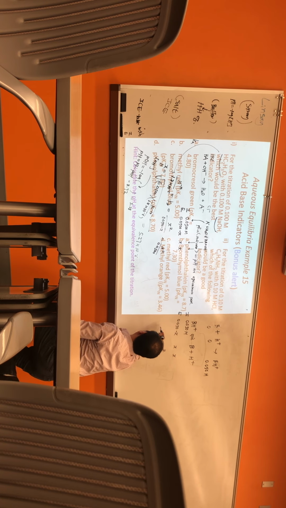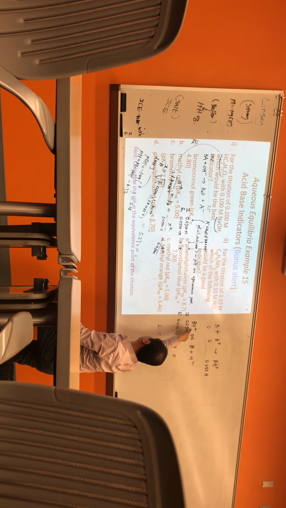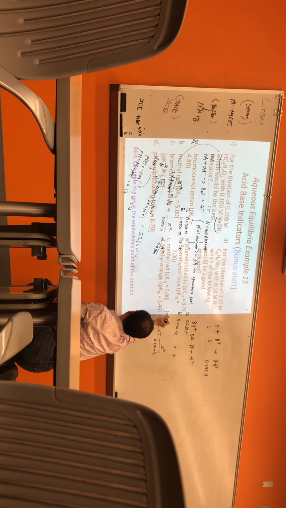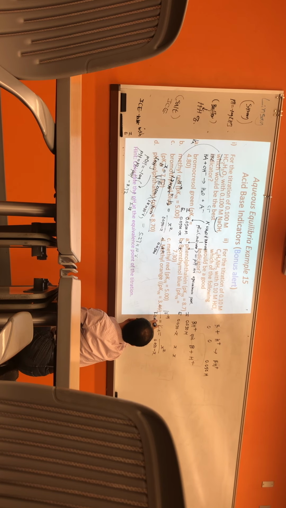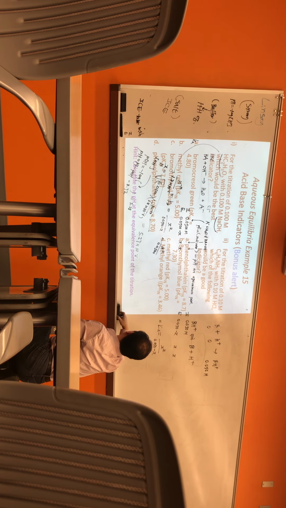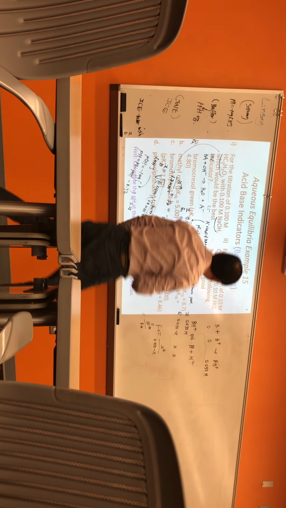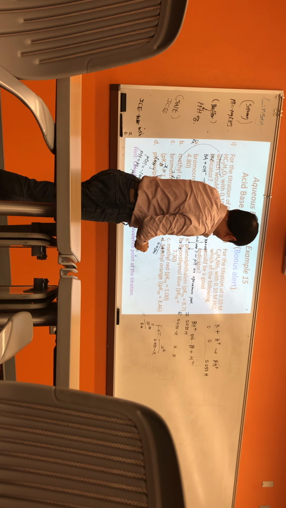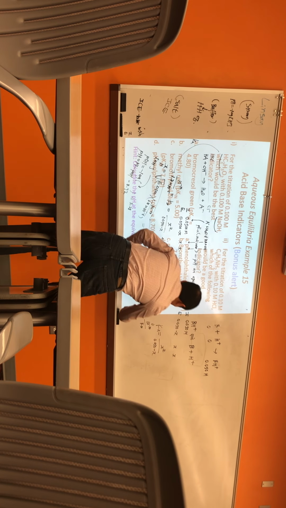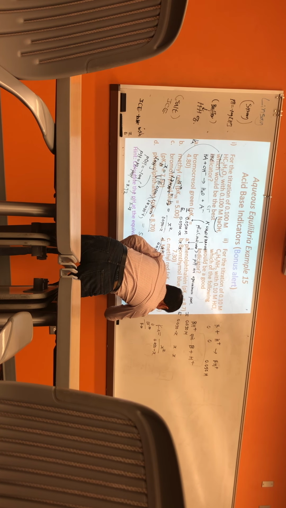This time, it's Ka, because it's an acid, but it's a conjugate acid. Therefore, we need 10 to the negative 14 and the Kb value. The K value for that, you have to look it up. 4.3 times 10 to the negative 10. Say it again? 4.3 times 10 to the negative 10. Okay, thank you.